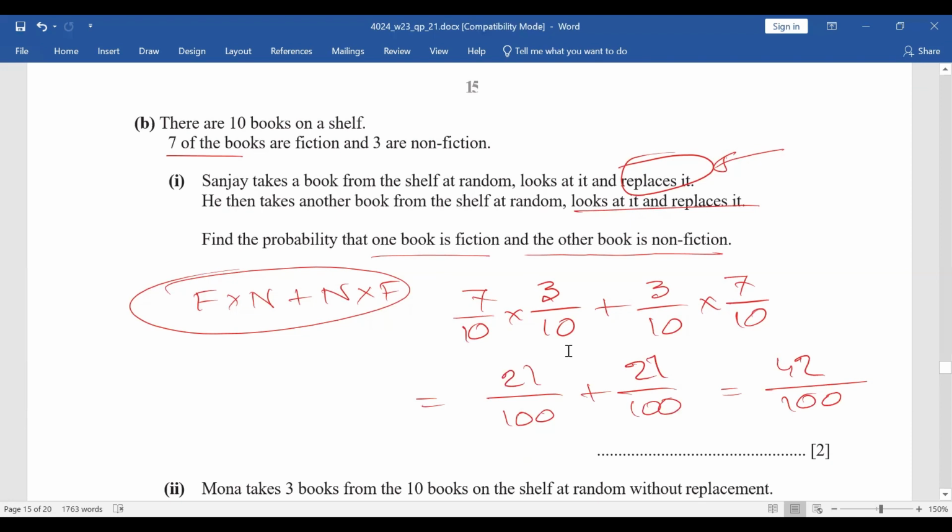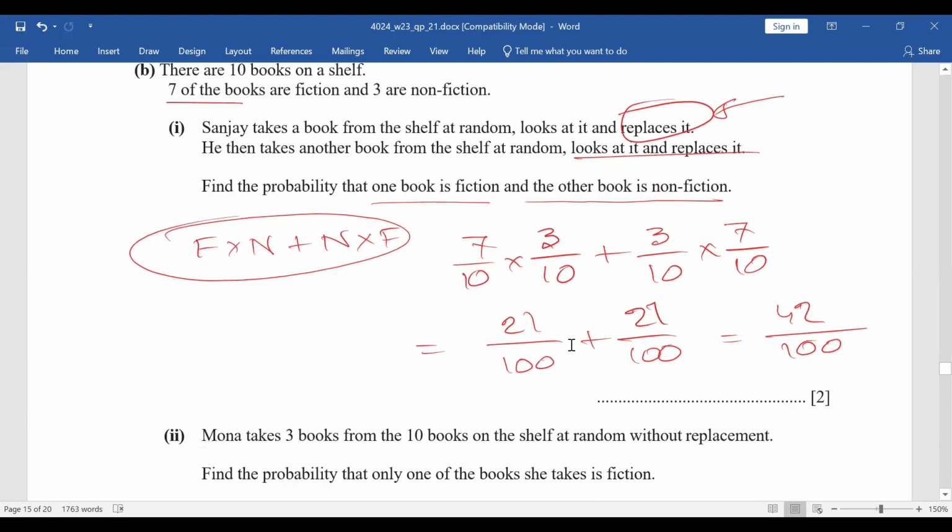There is no instruction to express it in simplest form. We can write it as 42 by 100 or 0.42, or we can express it in simplest form as 21 by 50. As you wish.